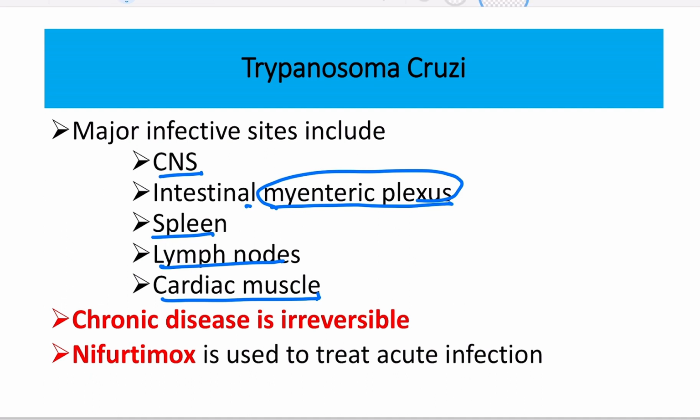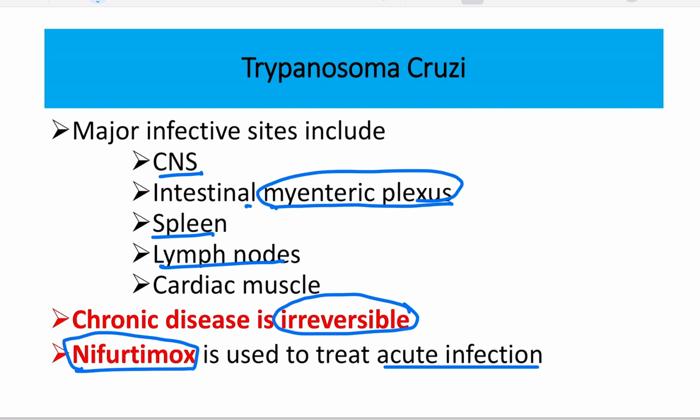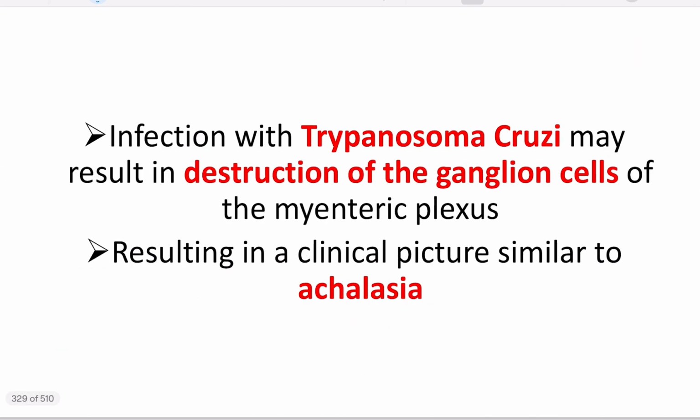And if the disease is chronic, in this condition it is irreversible. That means when Trypanosoma cruzi destroys the nerve, there is no possibility of nerve regeneration. The usual treatment in case of acute infection is nifurtimox. So nifurtimox is used for acute infection, but when it is chronic, that means destruction of the ganglion, reversal is not possible.